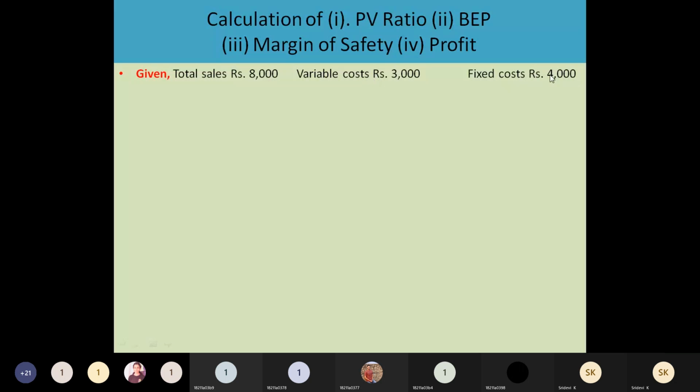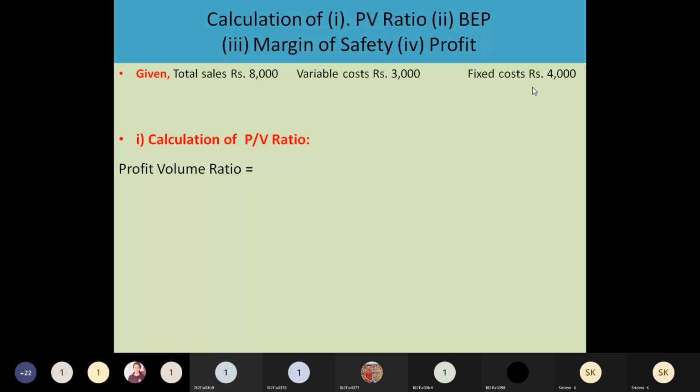And for fixed costs, they will always give you total fixed cost. Okay. So this is the information, from which you need to calculate first the profit volume ratio. So keep the heading calculation of PV ratio.